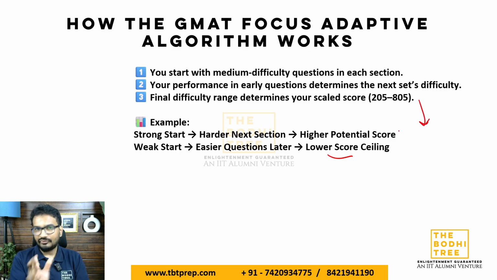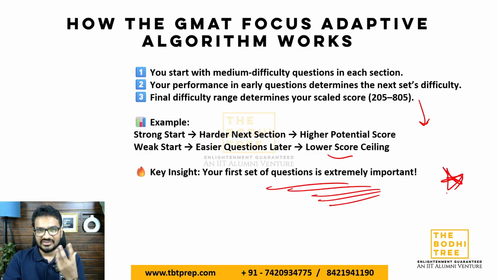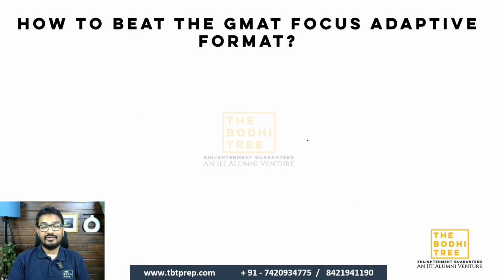Right, so you need to focus a lot on accuracy now. Key insight: your first set of questions, like I said, is extremely important, guys. Focus on getting those first set of questions right. That's very important. Alright guys, I hope you have understood the algorithm. Now we'll see how to beat the GMAT Focus adaptive format. How do you beat that?